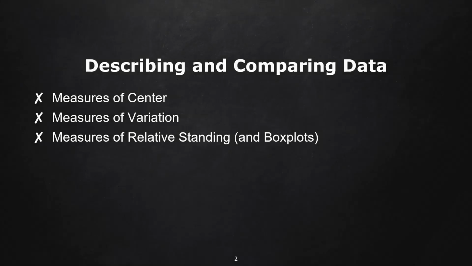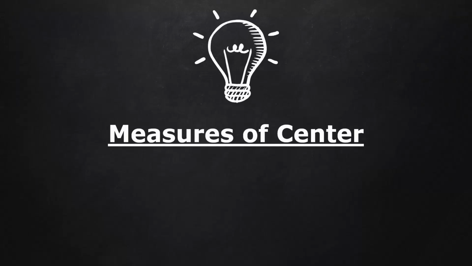We'll be working with describing and comparing data, specifically three main topics: the measures of center, measures of variation, and measures of relative standing. And if you recall from last video, we got a surprise visit from boxplots. So let's see what they have to offer once more. So without further ado, let's go.